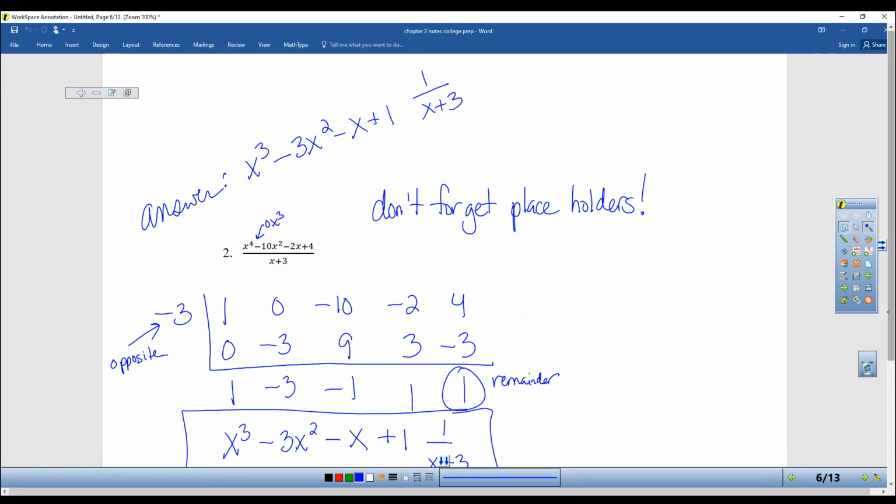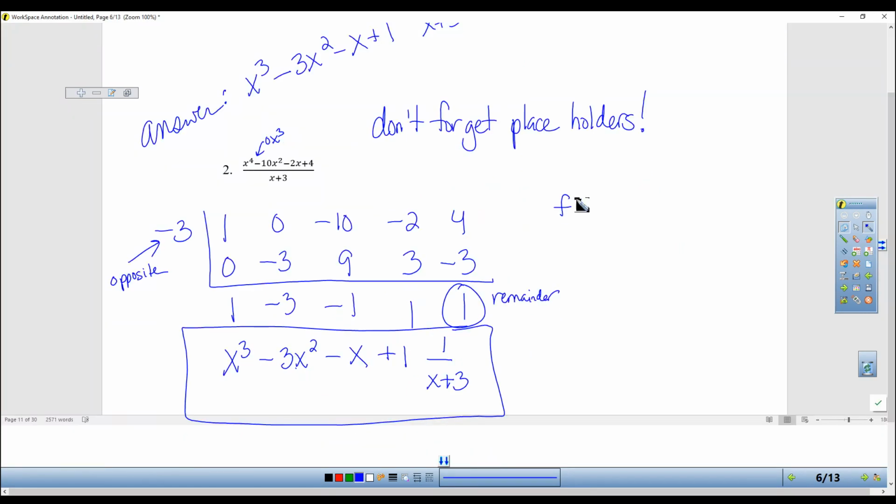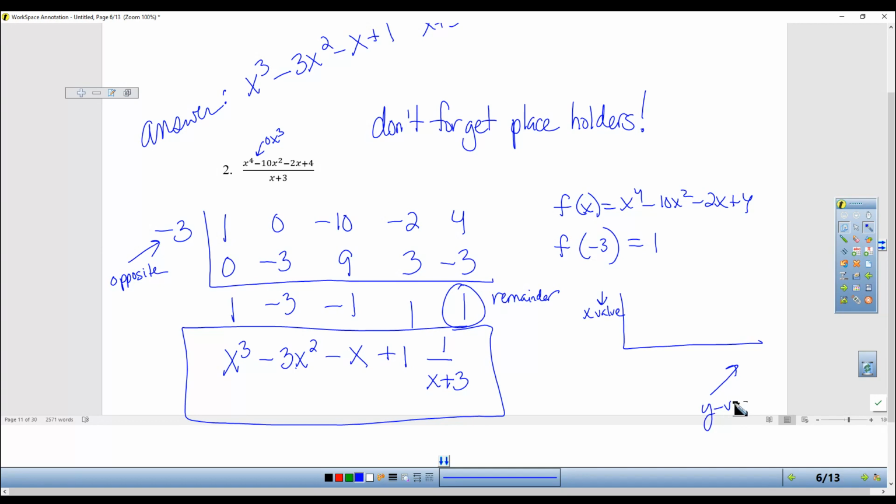Let's do another one. On this one, if f of x is x to the 4th minus 10x squared minus 2x plus 4, and I say to you, what is f of negative 3? The answer is 1. So in other words, if you put the x value right here, out pops the y value for any function. It is kind of cool.